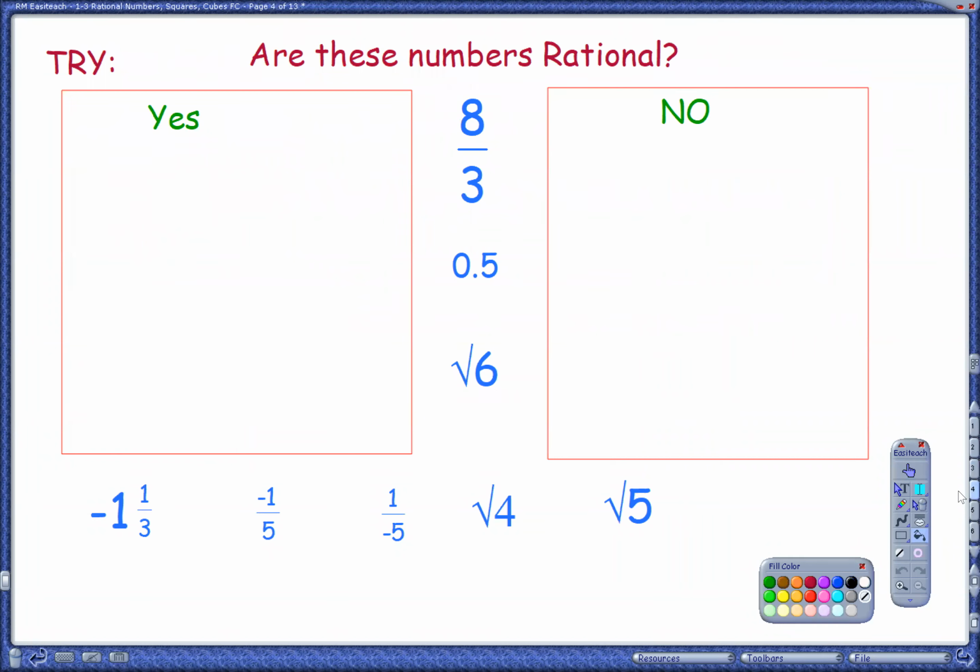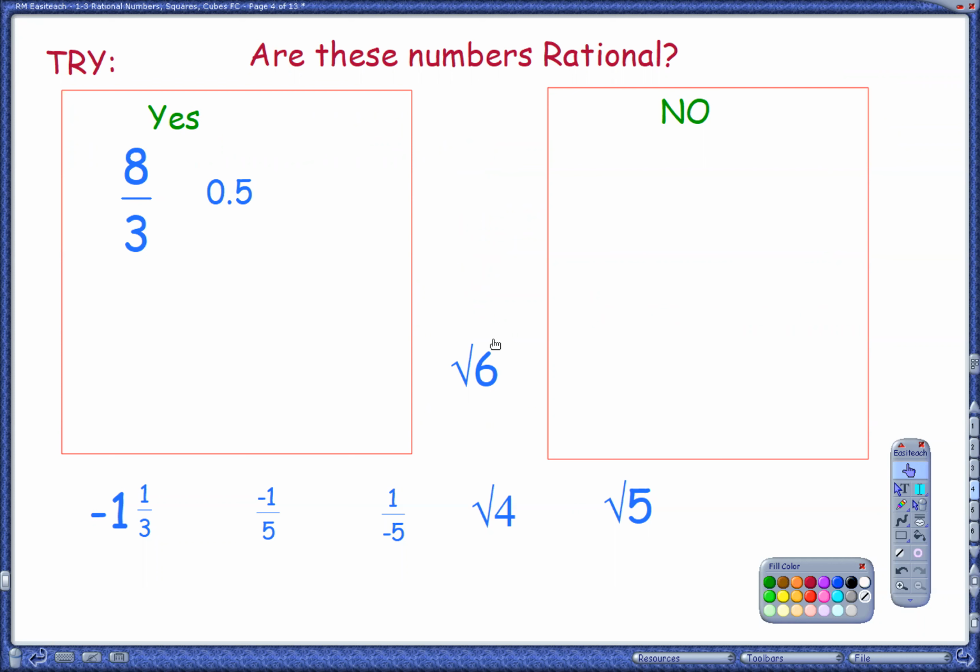So I have a few numbers and we're just going to put them in the right place. Make sure you know what it is to be a rational number. Remember that in a over b, a and b both have to be integers. So the first one is 8 over 3, and yes, it is a rational number. The next one is 0.5. Even though 0.5 does not look like a fraction, we can write it as 1 over 2. So it is a rational number.